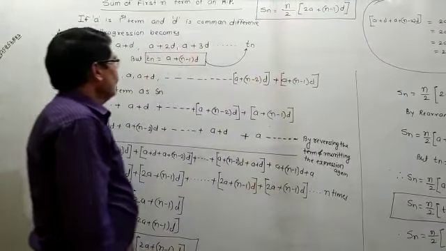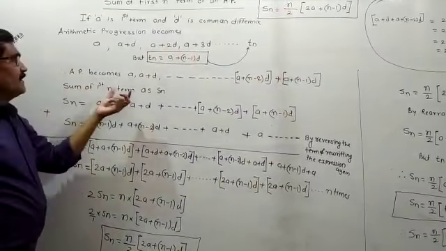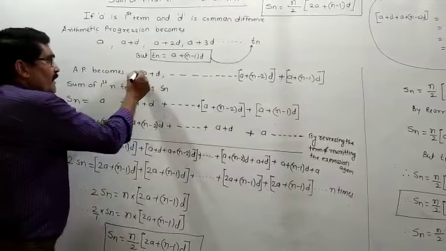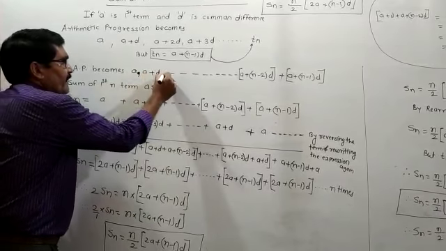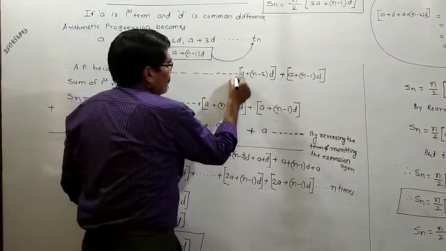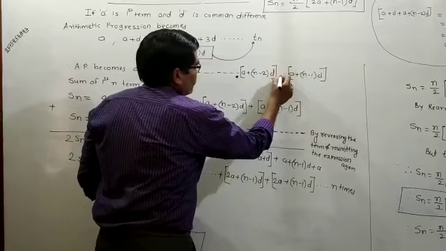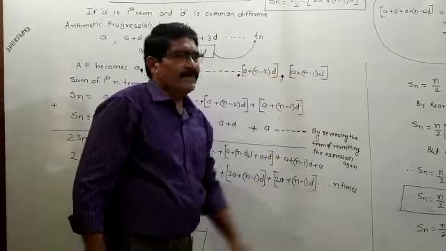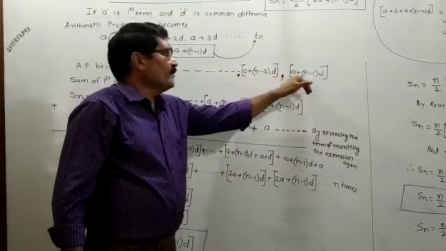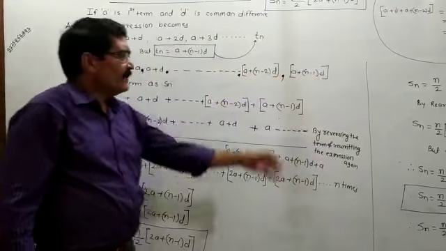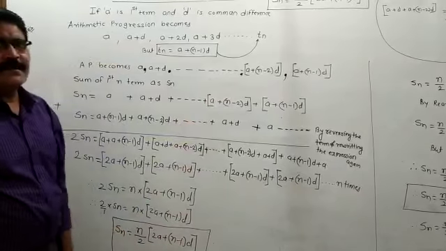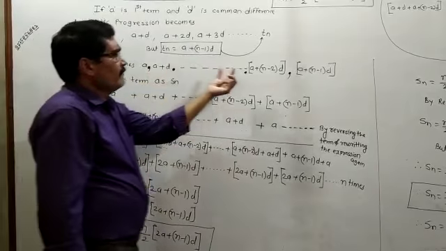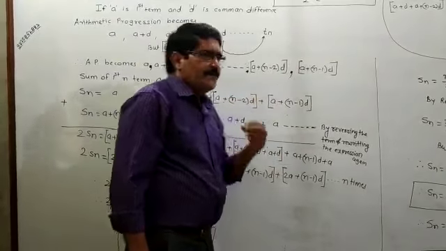formula. Then I will find the sum of the first n terms. This is the AP: a, a plus d, and so on, then a plus (n minus 1) into d, a plus (n minus 2) into d, a plus (n minus 1) into d. This is the arithmetic progression. You have to do the sum of all the terms: the first term plus second term plus second last term plus last term. You have to do the addition.